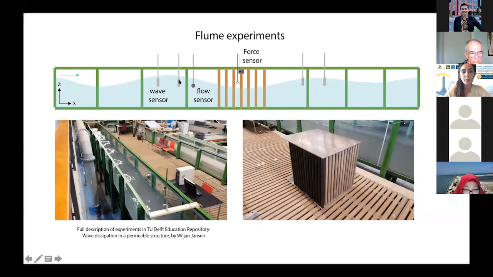And then in the upper picture, you can see a schematized image of the flume with the prototype in the center and some sensors. Basically, we were monitoring the waves in front and behind the prototype with wave sensors. We measured the flow velocities and also the forces acting on the elements. And these experiments gave us really useful insights on how to improve future designs.